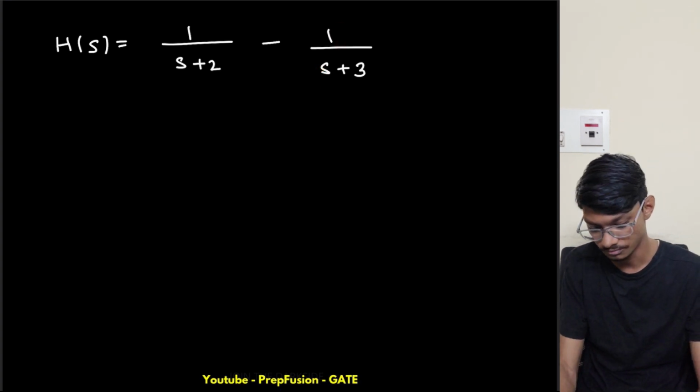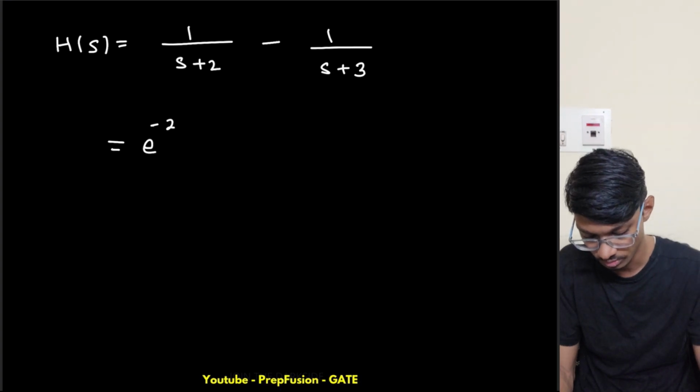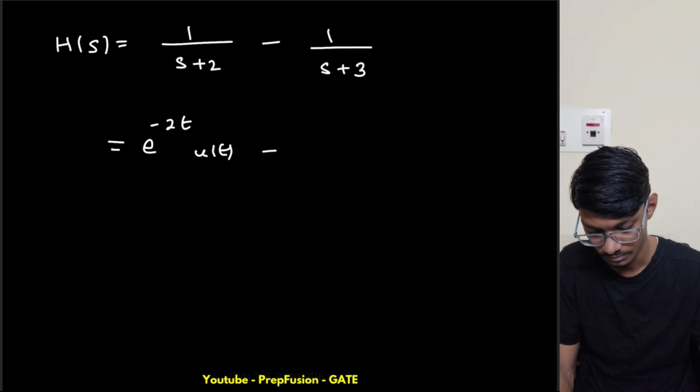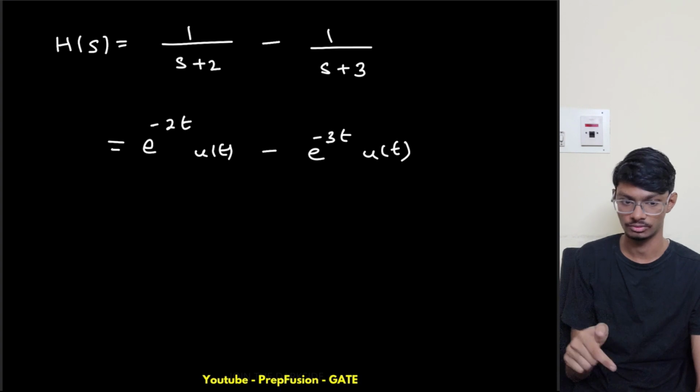I have already explained all of this. So it should be e to the power minus 2t u of t minus e raised to the power minus 3t u of t. I hope you're revising all those formulas, right? All those will come in handy.